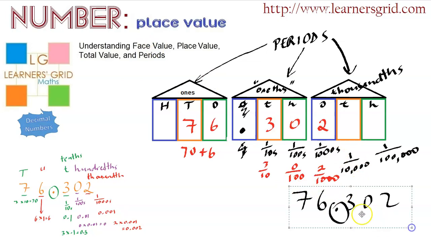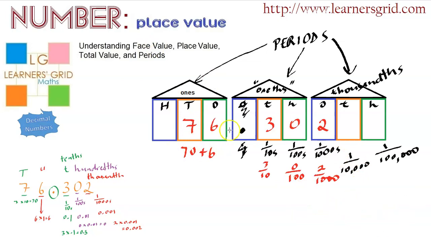Another way of expanding 76.302 is to use decimals. So you'd go something like this. You've got 70 plus 6 plus 3 divided by 10 is 0.3 plus, well, no point including 0. You can say plus 0, but I tend to just ignore that bit. If there's a 0 in the middle of a number, you don't need to include it in your expanded form.